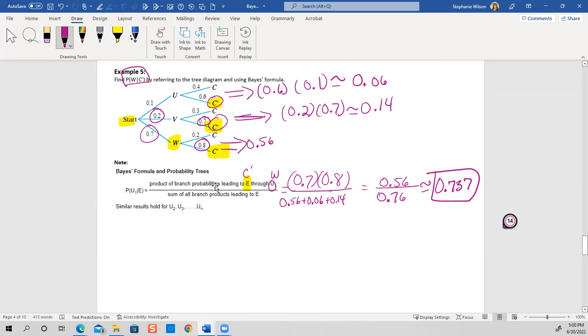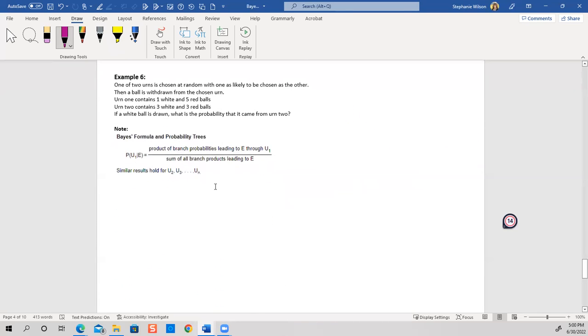Okay, now let's go to example 6. It says one of 2 urns is chosen at random. Which one is likely to be chosen as the other? Then a ball is withdrawn from the chosen urn. Urn 1 contains 1 white and 5 reds. Urn 2 contains 3 whites and 3 reds. Okay, so if a white ball is drawn, what is the probability that it came from urn 2? So we want to know the probability it came from urn 2.